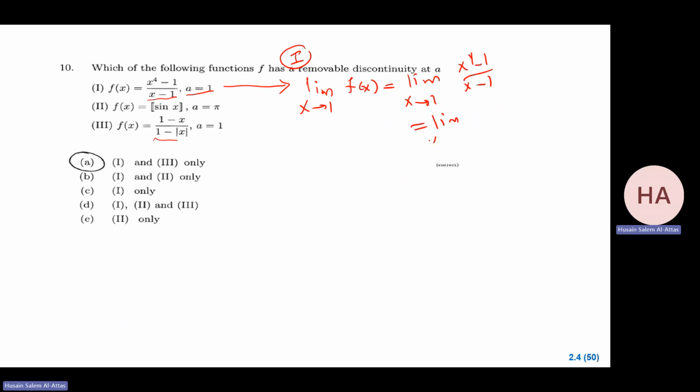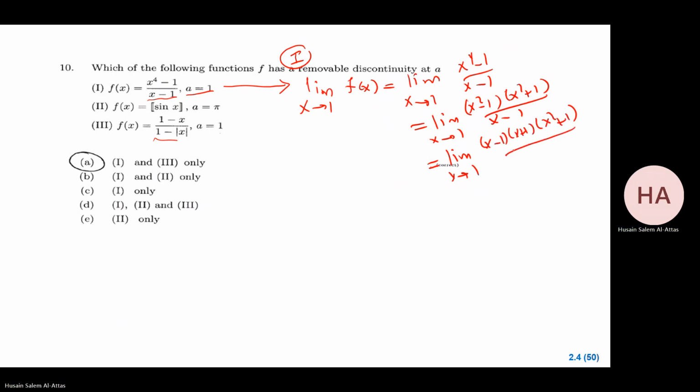Limit as x goes to 1 of x to the power 4 minus 1 over x minus 1. Yeah, I can do it. x squared minus 1 times x squared plus 1. Then I need to simplify it again. Factor it again. I mean, x plus 1, x plus 1. So what will happen? This is cancelled. Substitute, I have 2 times 2, which is 4. So the limit exists, so I have removable discontinuity.